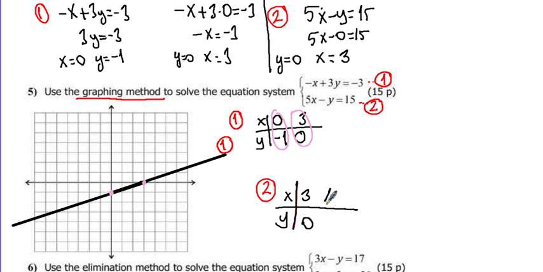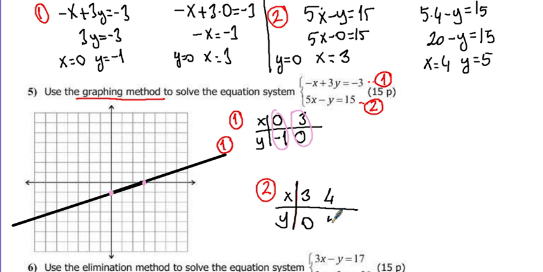Let's take x as 4. If x is equal to 4, 5 times 4 minus y is equal to 15. So 20 minus y is equal to 15, and y is equal to 5. What was x? X was 4. So for x equal to 4, we have y equal to 5. X is equal to 4, y is equal to 5, and this point, let's show.